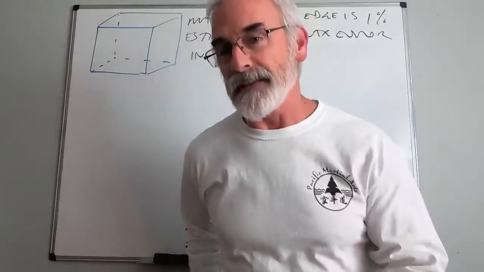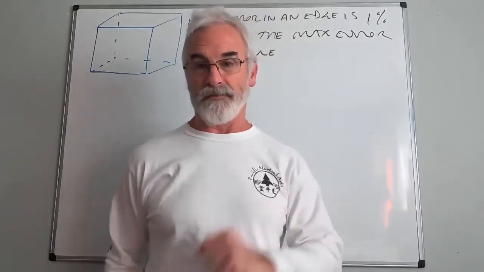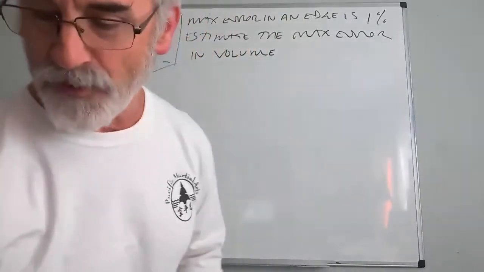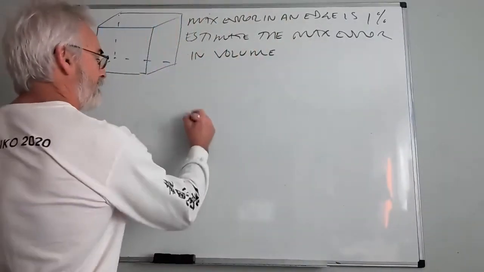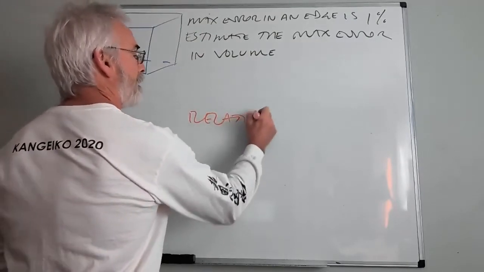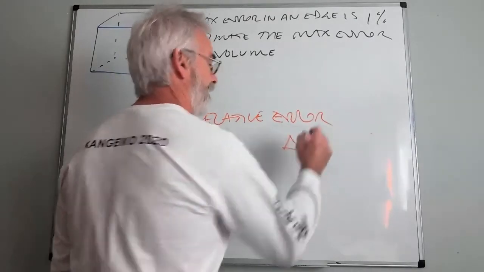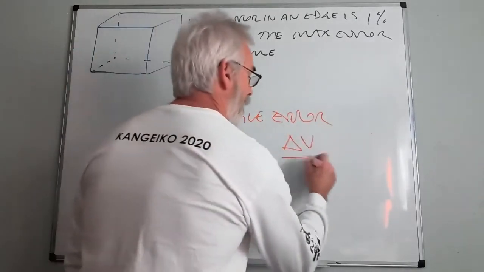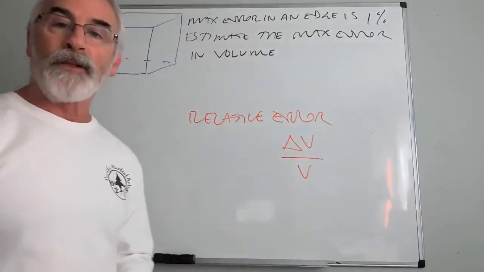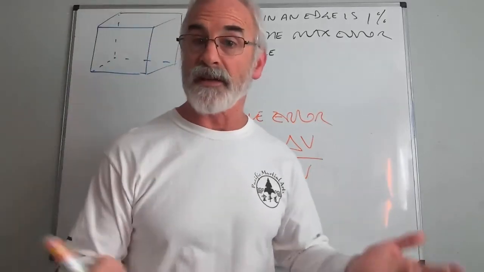So you see, when you're talking about error, it's never the amount of the error. It's the percent of the error. That's called relative error, and this is something we want to get used to. So relative error in this case would be delta V, the actual error, over V itself. Relative error is generally always expressed as a percent.